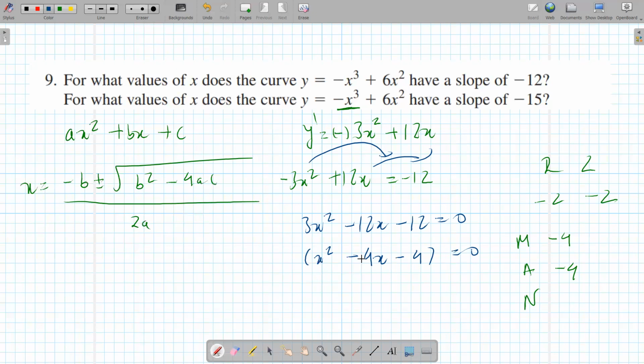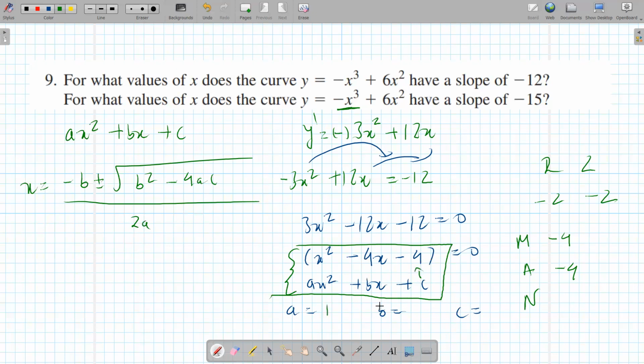Here, compare this one, x squared minus 4x minus 4, with ax squared plus bx plus c. What is a, what is b, and what is c? If you compare these two, you're going to get three letters out of it. A is 1, B is minus 4, and C is also minus 4. Like that.